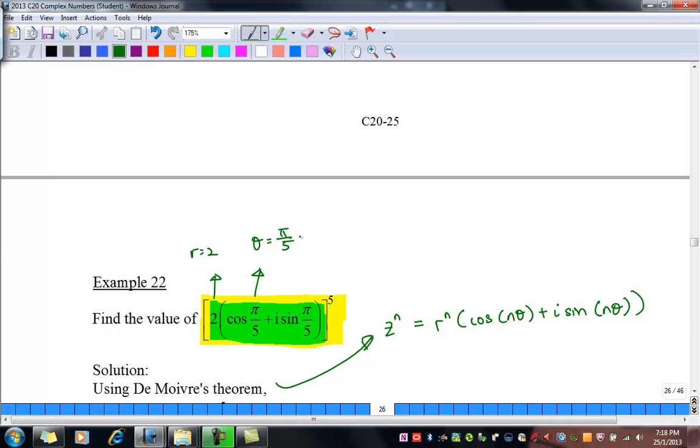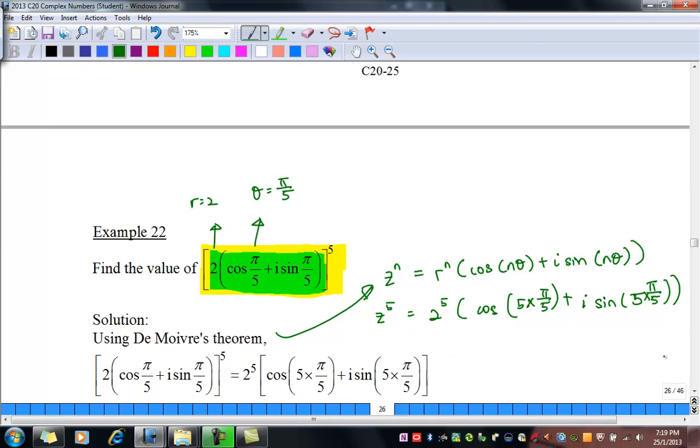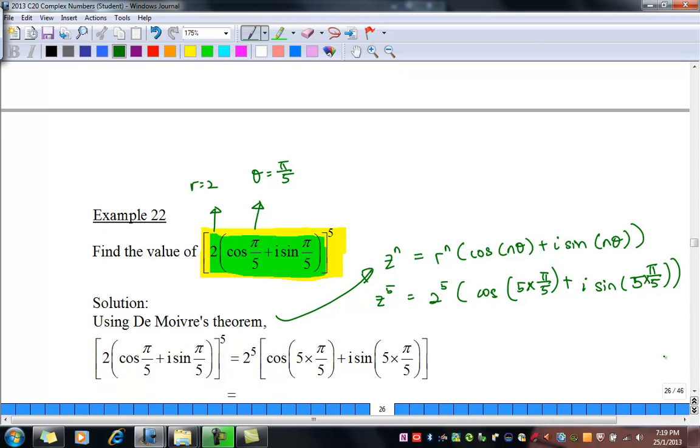So very quickly, I would know that if I want to raise this whole thing to the power of 5, then what I would have will be, in this case, 2 to the power of 5 times cosine of 5 times pi over 5 plus i times sine 5 times pi over 5. Which is exactly what is printed below here.